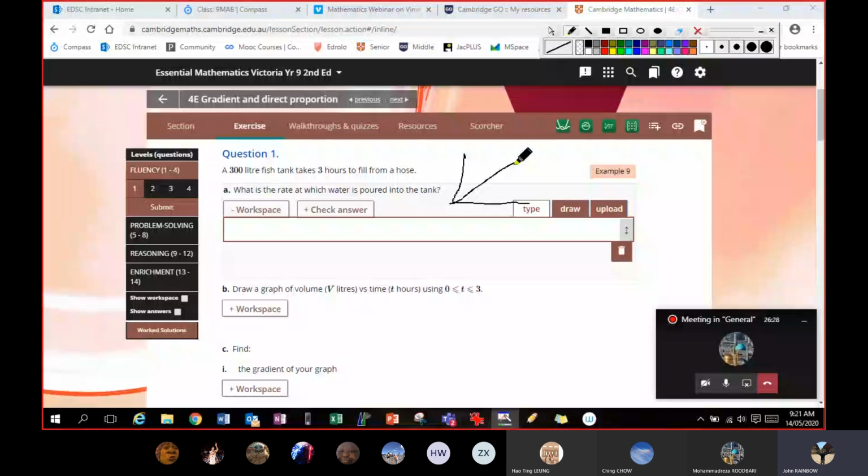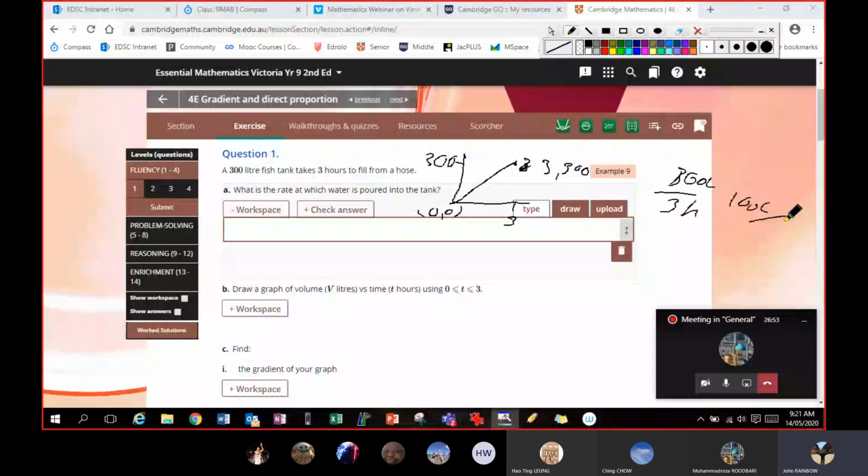So that would have been 300, which is rise over run, and this would be 0, 0 because that's where it starts. The rise would have been 300, so it would have been 300 over 3. And don't forget, this is litres per hour. Therefore, that is 100 litres per hour, right?